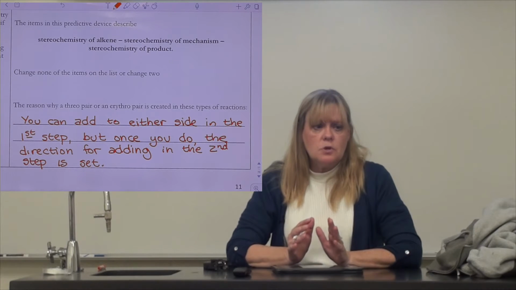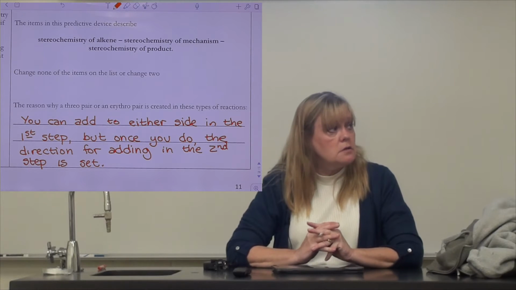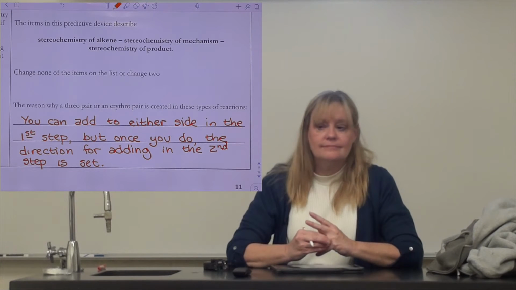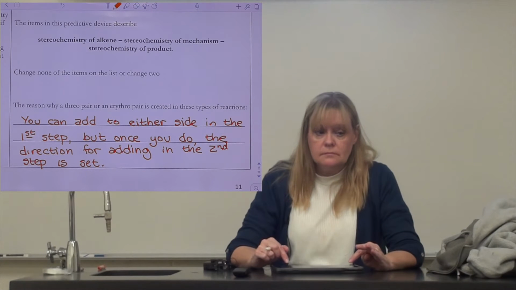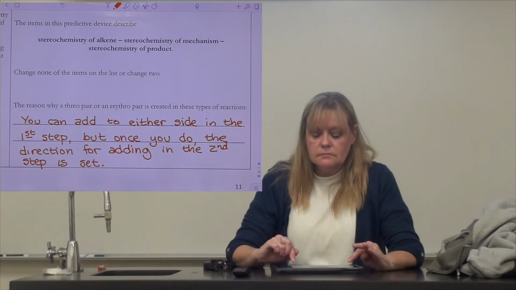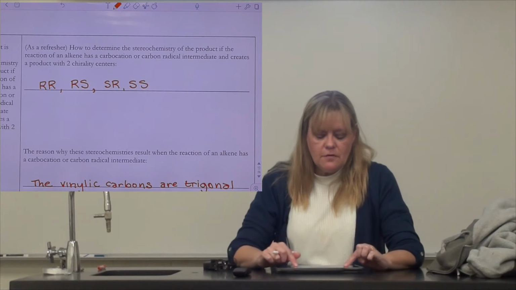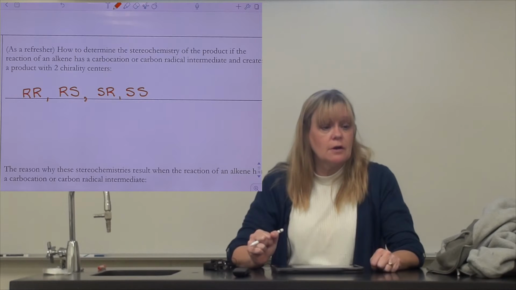So I've got a whole bunch of examples for you where we're just going to work with predicting stereochemistry, and then we'll put it all together into one problem, I hope. Okay. And as a refresher, if the product has a carbocation or carbon radical intermediate and you create 2 chirality centers, then you got 4 possibilities because it was trigonal planar in each step.